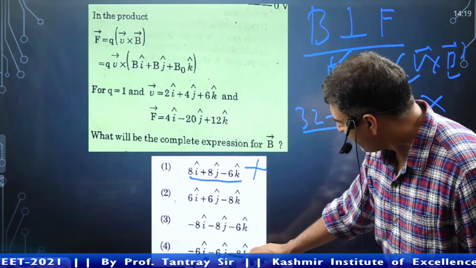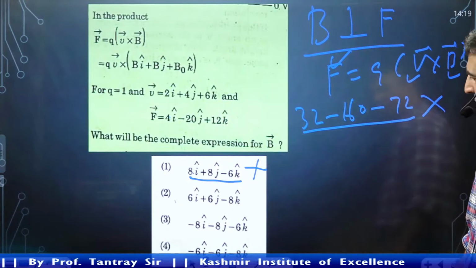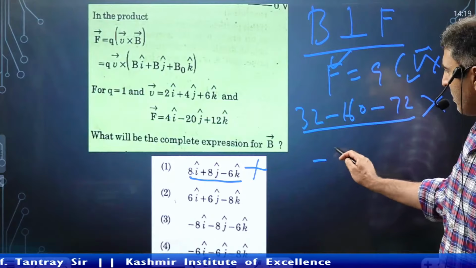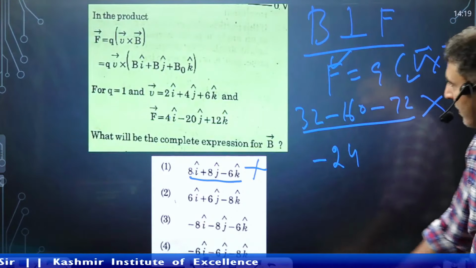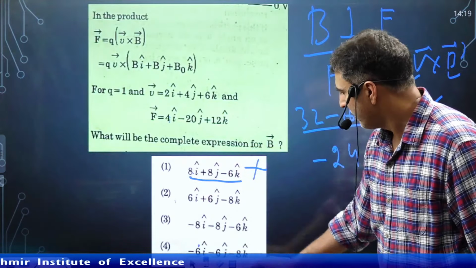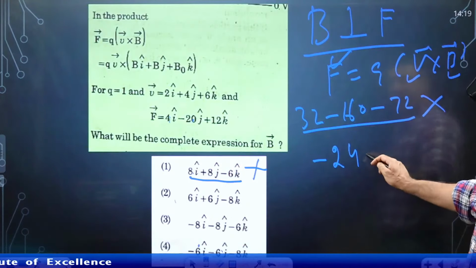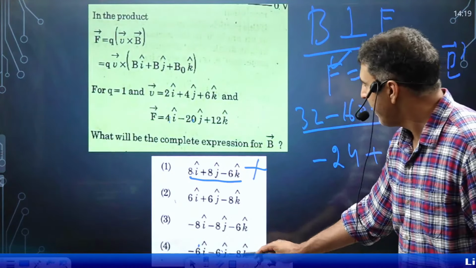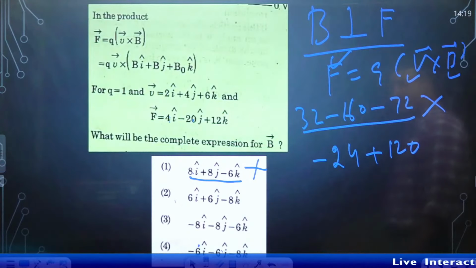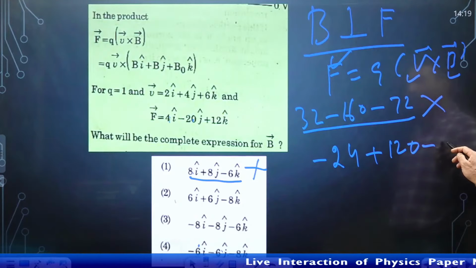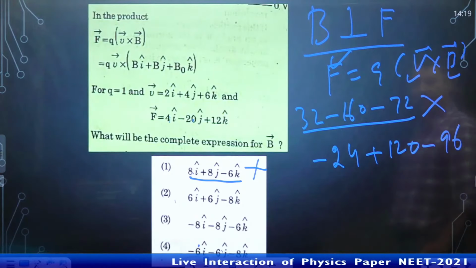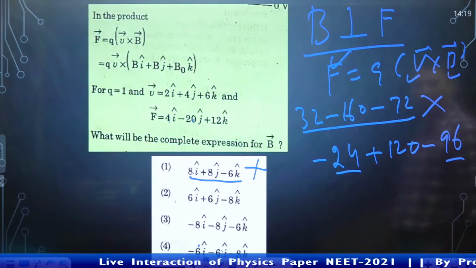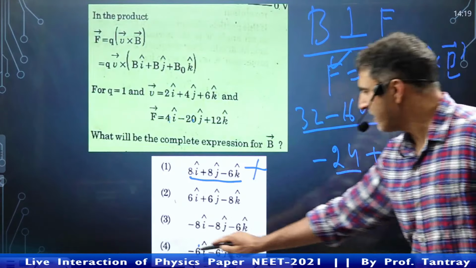Let me check the fourth. 6 into 4, that is minus 24. 6 into 20, that is plus 120. 8 into 12, that is minus 96. If you add these, it will become 0. Yes, this is the answer.